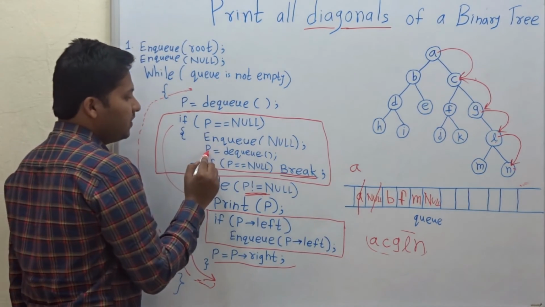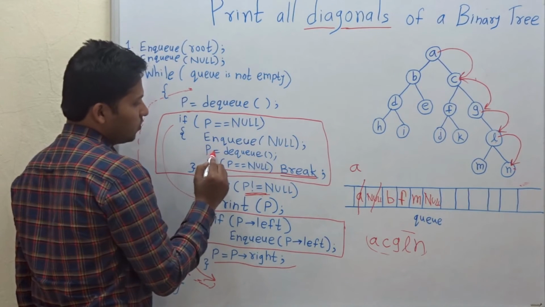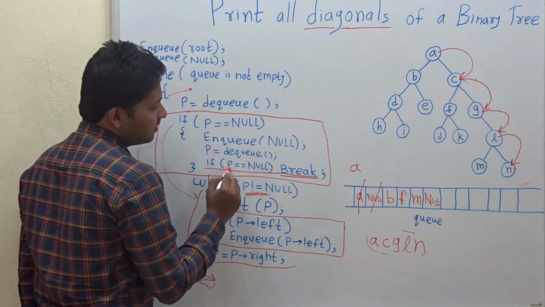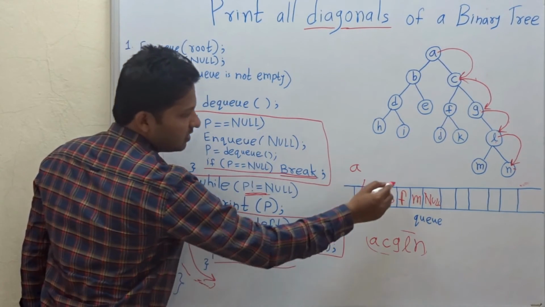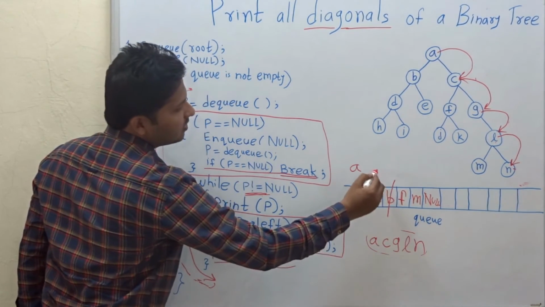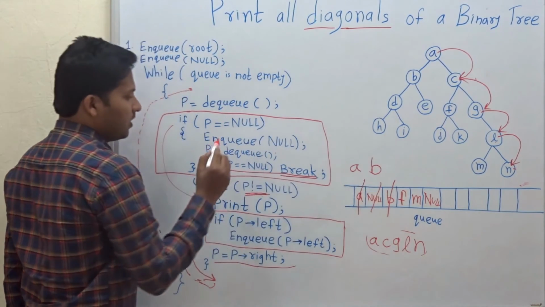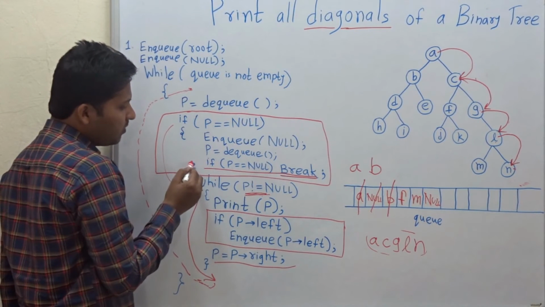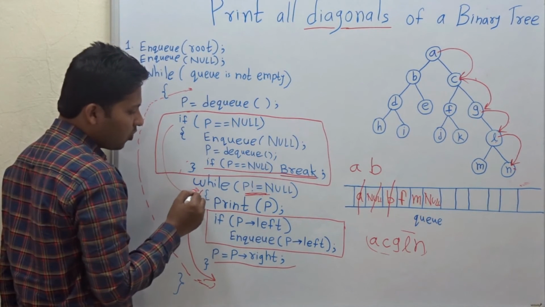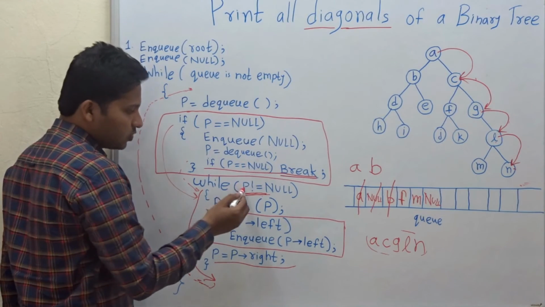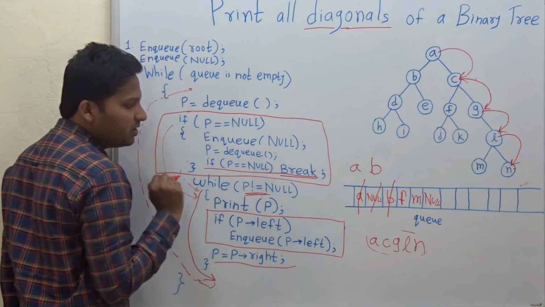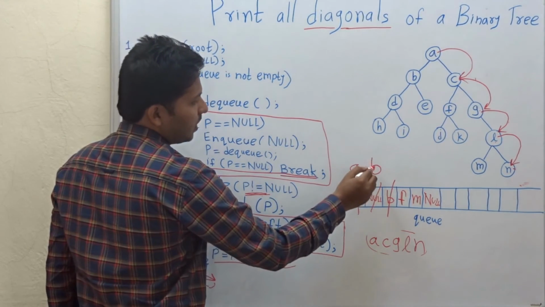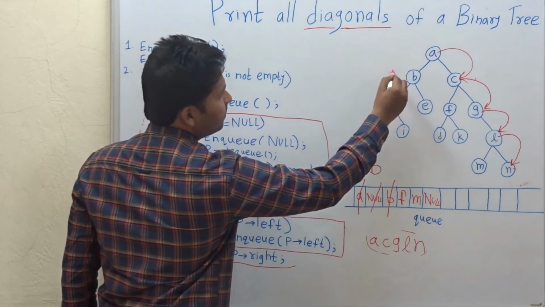Now we dequeue again. So inside this if we dequeue again and we check whether that is null or not. So again we dequeue, so we get B. If B is null, no, it is not null. So we don't have any problem. We move to the next block of code here. So again the same procedure, while P is not equal to null. Let's follow the procedure. Our P is pointing to B now.